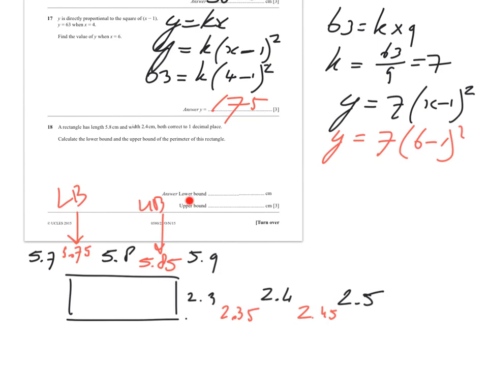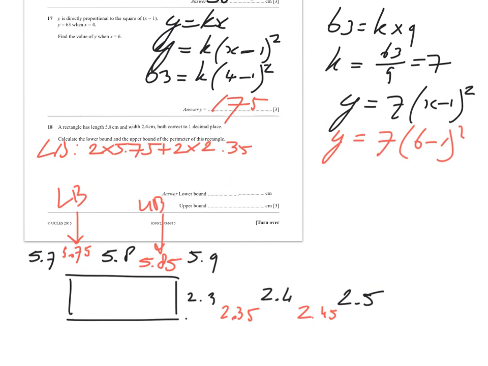To find now the lower bound of the perimeter, I take the lower bound here and the lower bound there, and then I find the perimeter. So 5.75, I'll write it down. So for the lower bound, it's going to be 2 times 5.75 plus 2 times 2.35. Why 2 times? Because you have 1 here plus 1 there. So 5.75 plus 2.35 times 2, the lower bound is going to be 16.2.